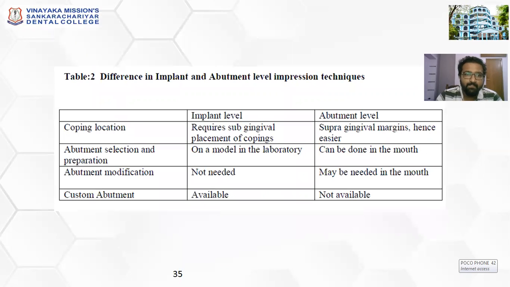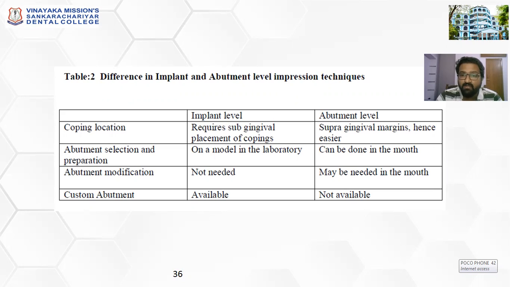What are the differences between the implant and abutment level impression? The coping location: the implant level requires subgingival placement of the coping, whereas in the abutment level, you can place the coping supragingivally also. The abutment selection and preparation is done on the model in the laboratory. In the implant level impression, you are not going to select the abutment on the patient.